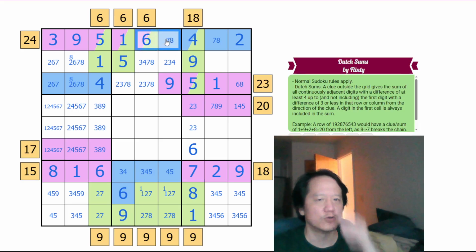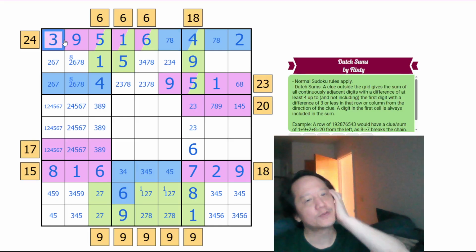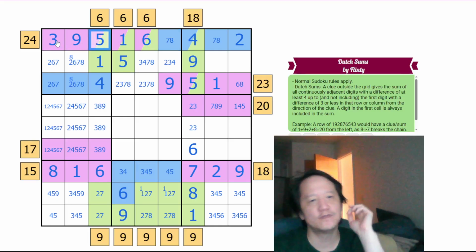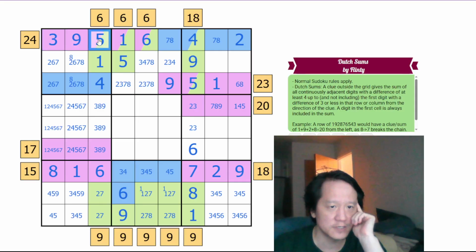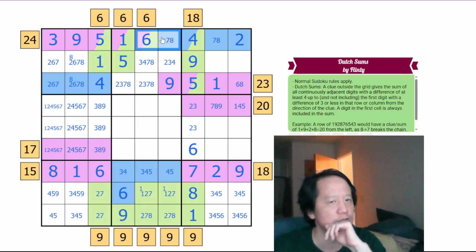6 is not 4 or more. So again, 3, 9 is 12. That's a difference of 6, difference of 4, difference of 4, difference of 5, difference of 1 or 2. So it breaks there. So these are the sum. 3, 9 is 12. 5, 1, 6 is 12. 5, 1 is 6 here. Difference of 3 here, so that breaks the sum.